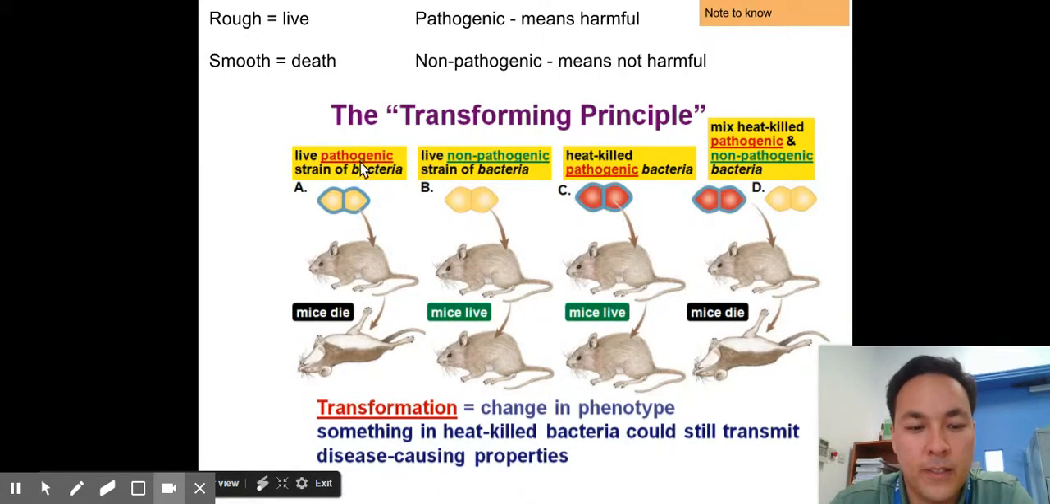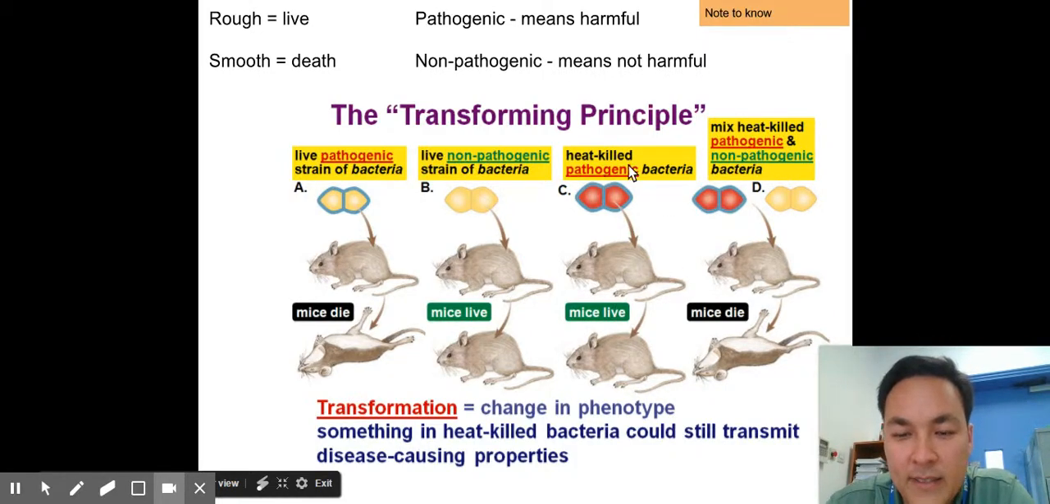This was the smooth one, and he gave it to a mouse and it died. Then he gave a different mouse the non-pathogenic, which was rough, and non-pathogenic means not harmful. He gave it to the mouse and the mouse lived. The mouse was okay. He then gave the mouse heat-killed pathogenic bacteria, the smooth bacteria that's been heated up really high and made dead, and the mouse lived. So if we can heat up all this pneumonia bacteria, we'll live.